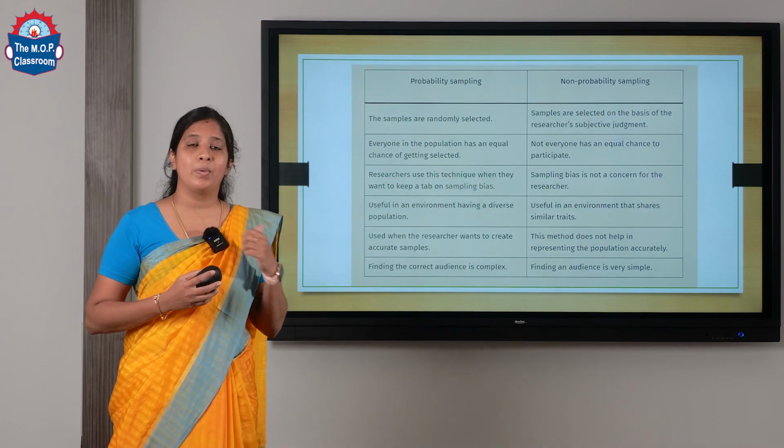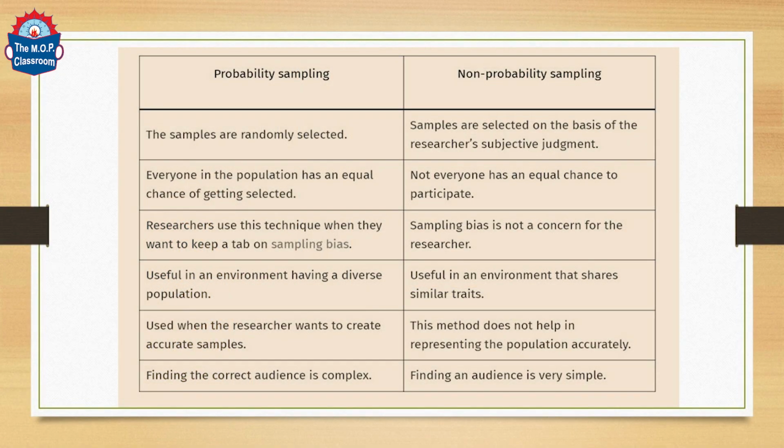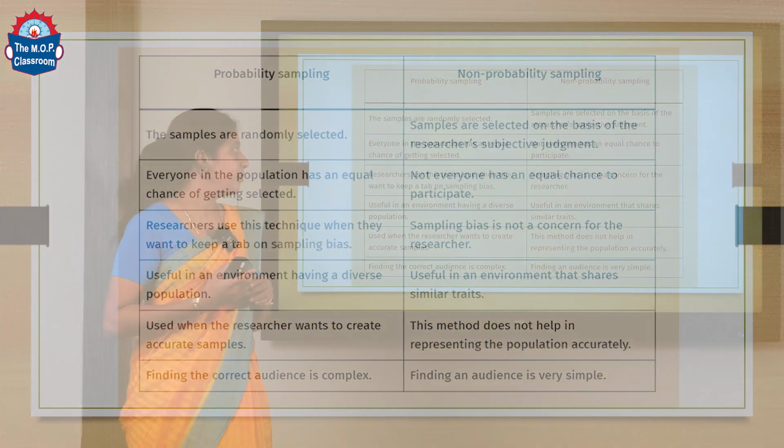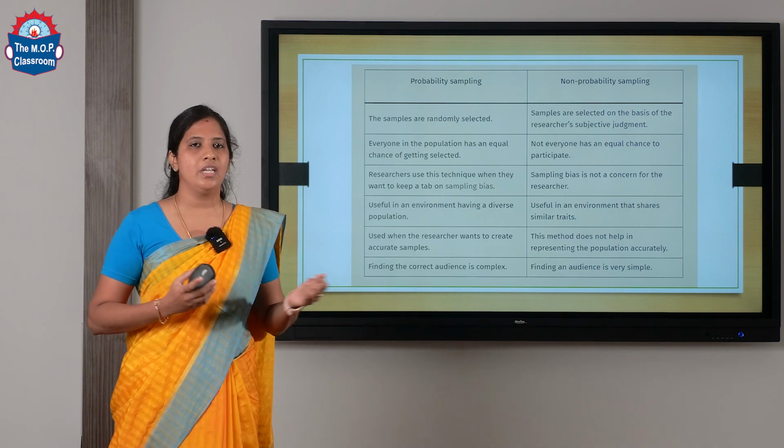Now let's see the major differences between probability and non-probability. The first one is that the samples are randomly selected. You select the sample based on some method, some randomness should be there, so every sample gets an equal opportunity of being studied in the research. In non-probability, samples are selected on the basis of the researcher's subjective judgment, like I'll choose only these types of people or these communities or these generations. So probability has equal chance, non-probability has not equal chance.